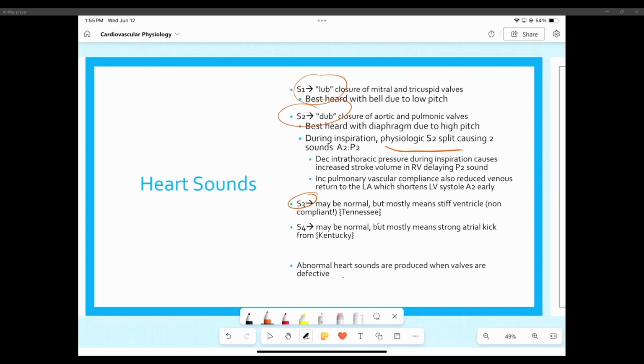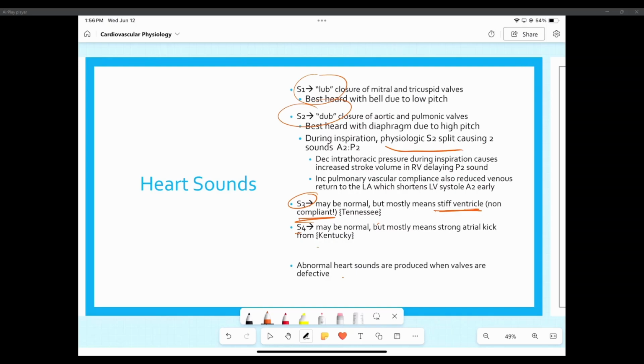S3 has to do with a stiff ventricle, which is non-compliant. So stiffness. If I have a stiff ventricle and I'm putting blood into it, it's going to make a sound. Basically, if this is my ventricle, blood's hitting the wall. Makes a sound. That's what S3 is. Oh, no, I'm sorry. With a stiff ventricle, the blood during diastole is going to hit it, causing S3.